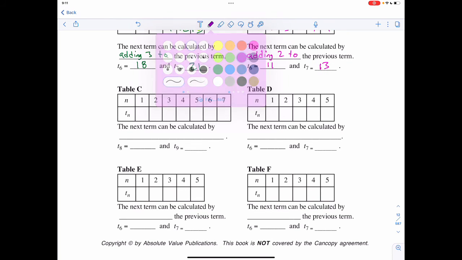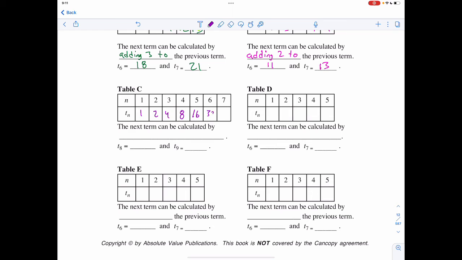For table C, my numbers were 1, 2, 4, 8, 16, 32, and 64. How do I get from one term to the next? Multiply the previous term by 2. So if I keep doing that, I'm going to get 128 and then 256.